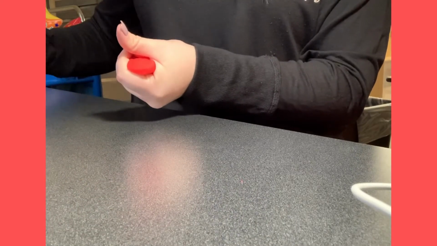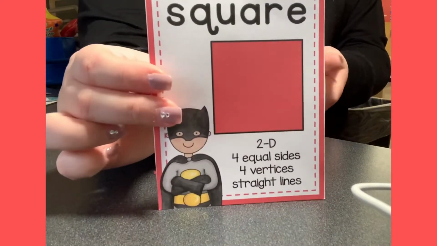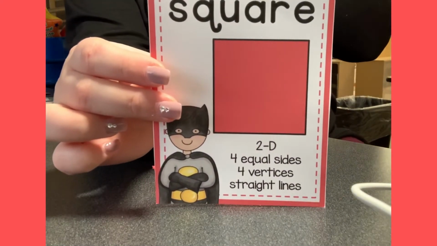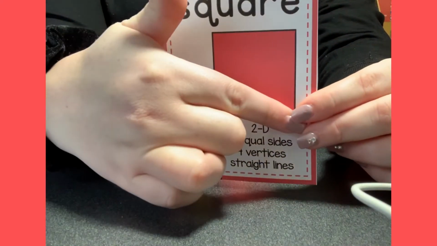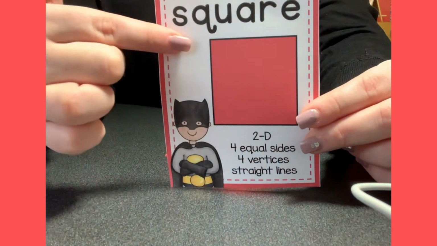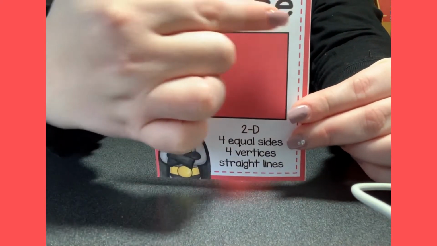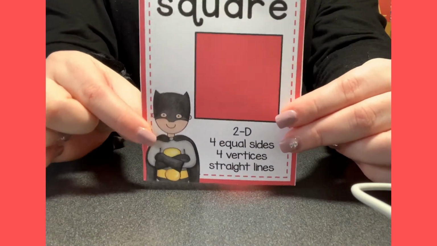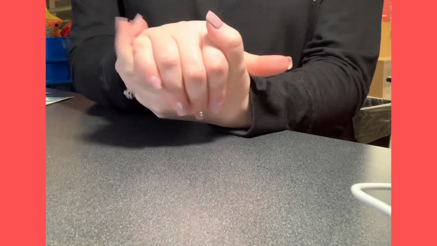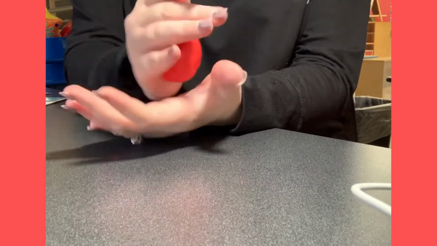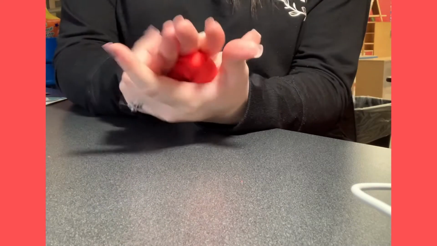Now we are going to make a square. How many sides does a square have? 1, 2, 3, 4. You see the points? That means it has sides. Square kind of looks like a box. So we're going to take our Play-Doh and do like we did the triangle. And we're just going to flatten it out.